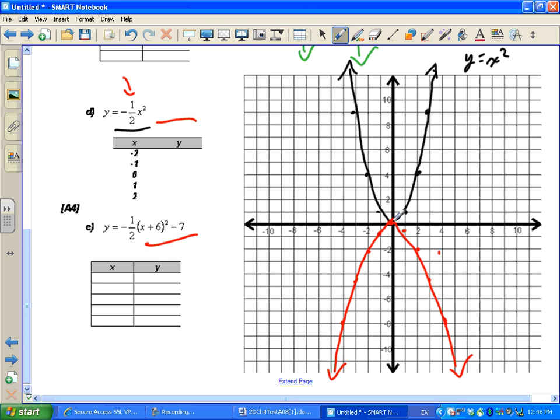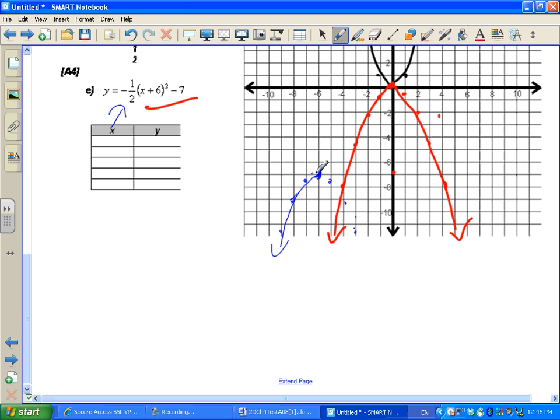Vertex. We got to go down 7, and because it's positive 6, we go to the left 6. This is our new vertex. Again, it is a half and it's negative. So same idea. Over 1, down a half from the vertex. Over 2, down 2. Over 3, down 4.5. So again, we have a wider parabola in this question.